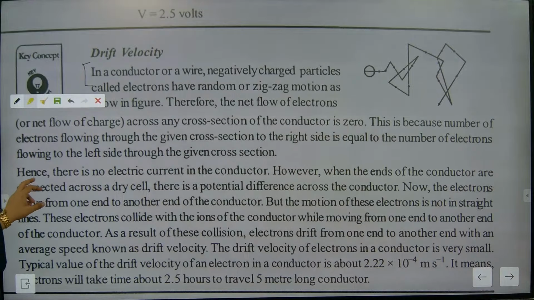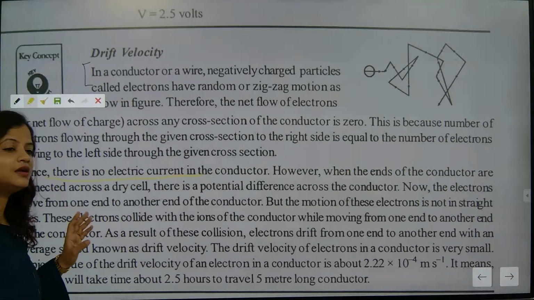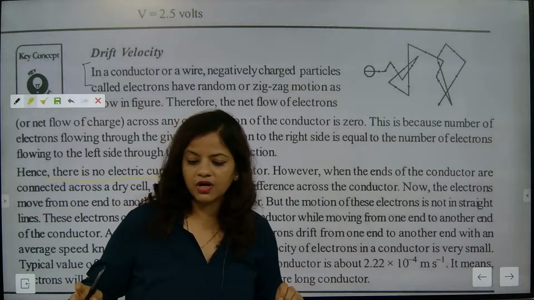So now look here. There is no electric current in the conductor, no electric current until and unless you are exactly going to connect a circuit.